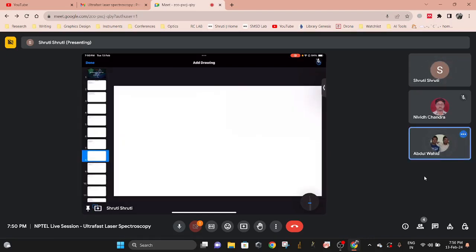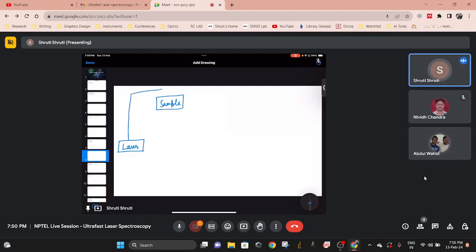Suppose you have your laser source here. Then somewhere you will have your sample. The laser will go and hit the sample at 90 degrees, and detection will be like this. Before that, something will be there, your monochromators and those things to select the wavelength and all. Then you will have the detector.